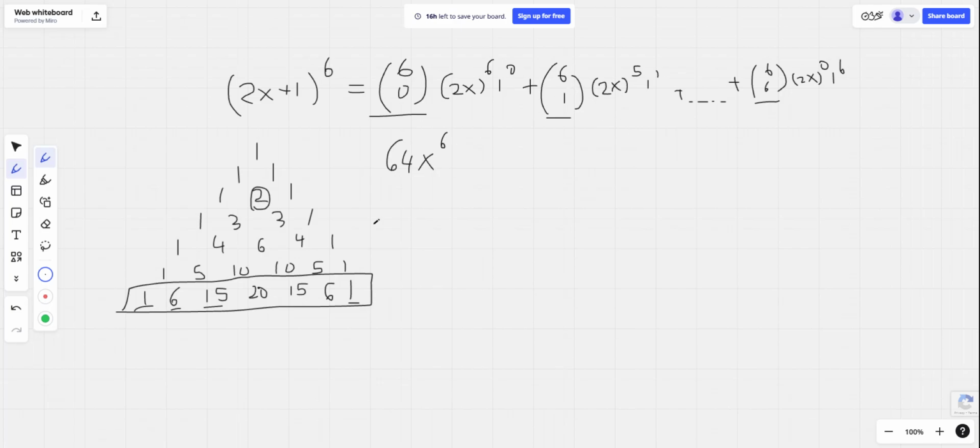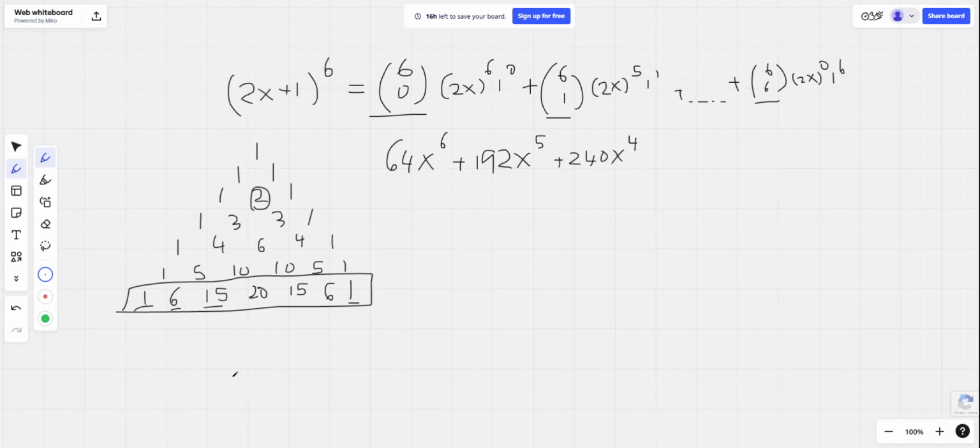Now for our second term, 6 choose 1 here is 6, and then (2x)^5, the whole thing, that's 32x^5. So 32 times 6 is 192. And 1 to the anything is always 1. Let's go to 6 choose 2 now. The binomial coefficient here is 15, times (2x)^4. 15 times 16 is 240.